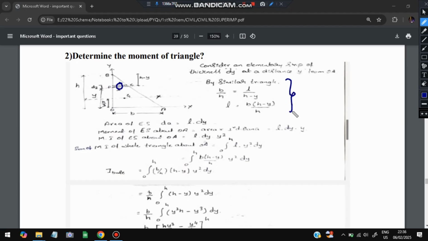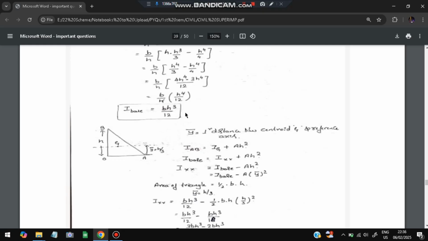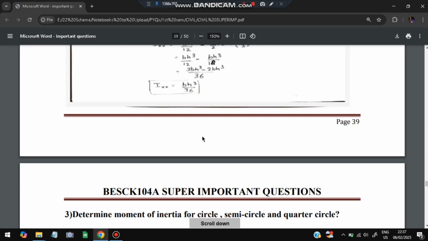By the similarity criteria we can find the value of L, the area of the small strip, and the moment of inertia for the small strip, then the summation for the whole triangle. We'll get the I value for the whole figure. Like that we'll be doing it for the smaller triangle also. We'll get another value here, I of x. Once we have got the values, that will be the final answer.